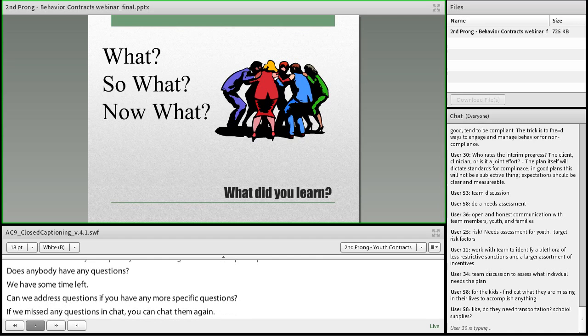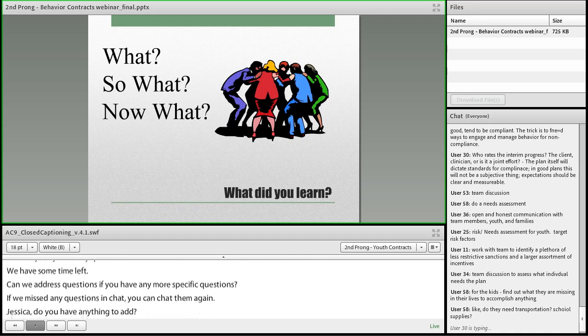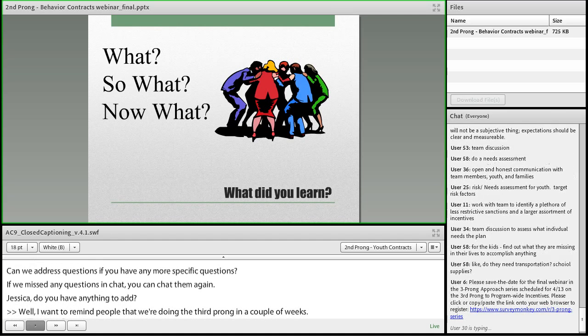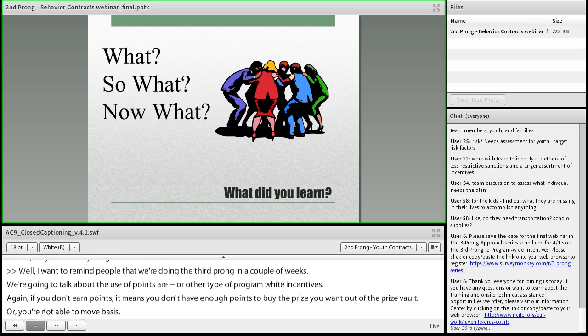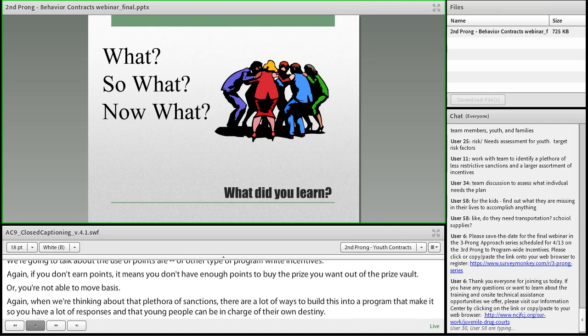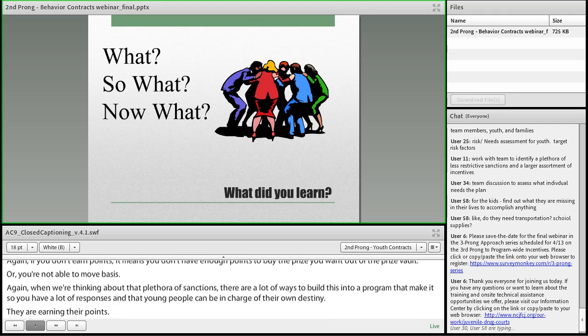Well, I want to remind folks that we're doing our third prong in a couple of weeks, and we're going to talk about how the use of points or other program-wide incentives can be used really effectively as incentives or sanctions. If you don't earn points, you don't have enough points to buy the prize you want out of the prize vault, or maybe if it's tied to phase movement, you're not able to move phases. So when we're thinking about that plethora of least restrictive sanctions, there's a lot of ways to build this into the program so you have a lot of responses and the young people can really be in charge of their own destinies. They're earning their points, or if they're not, and they say, why can't I buy that? You can say you've got to earn the points, and you can always put it right back on them. Right, that's a good plug.